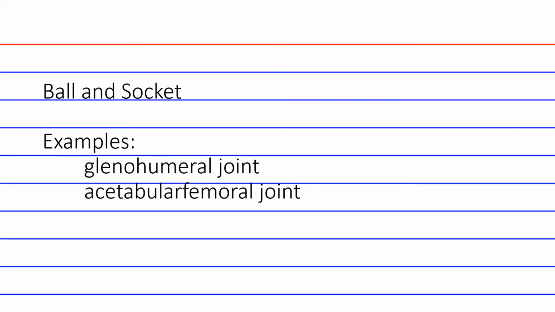The answer is ball and socket. Examples of ball and socket joints, you could have said glenohumeral joint or the acetabulofemoral joint.